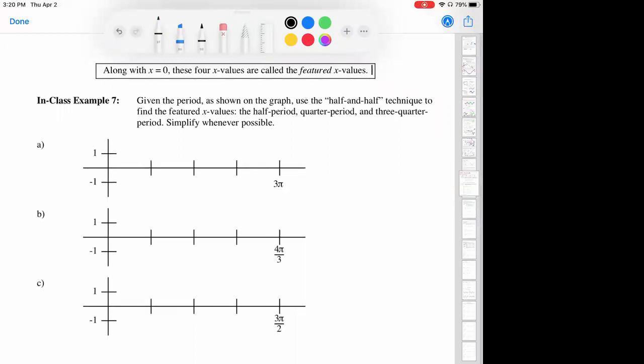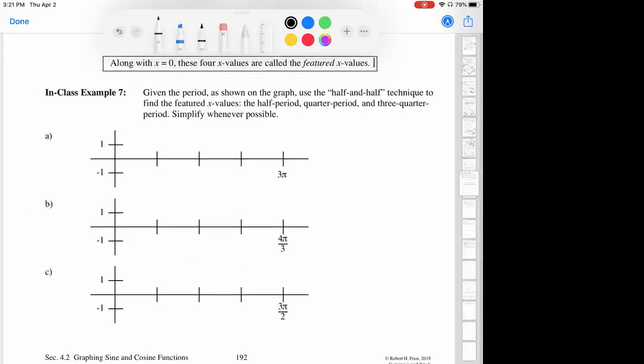Okay. Let's do in class example 7. Given the period as shown on the graph, use the half and half technique to find the featured x values: the half period, quarter period, and 3/4 period. Simplify whenever possible. Okay. So we know a period is 3 pi. Now, if I know the length of one period, I want to find these tick marks. I want to know what they are, because that will help me graph my function.